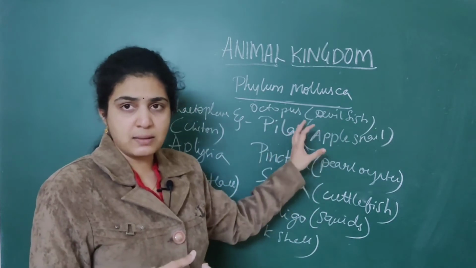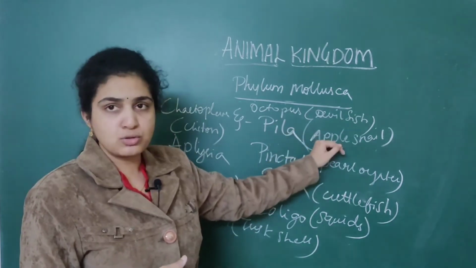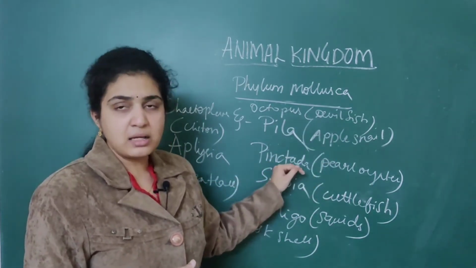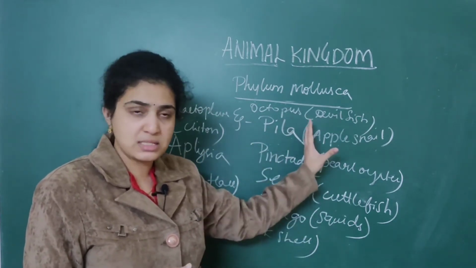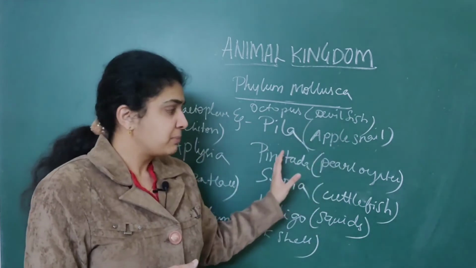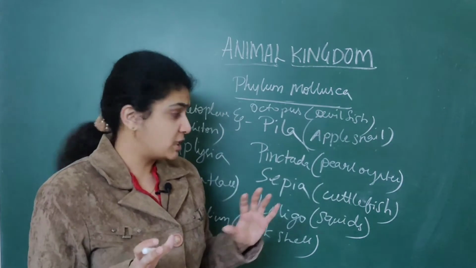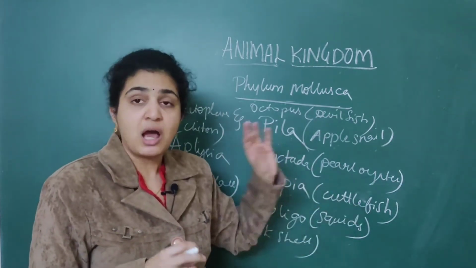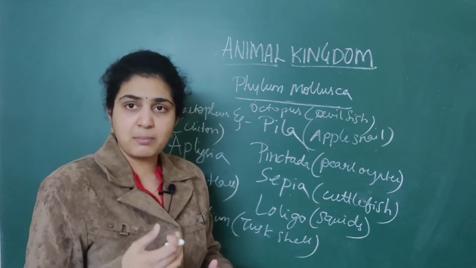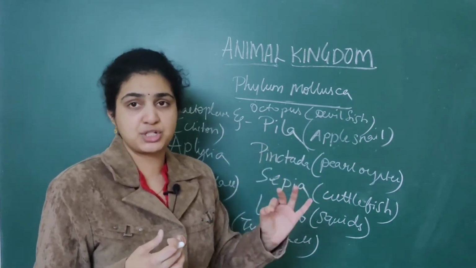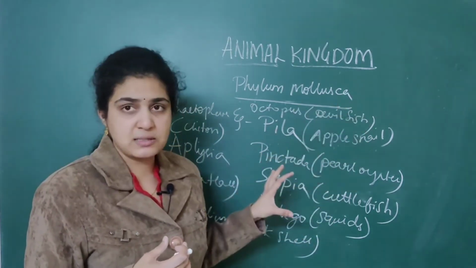So the first one is Pila, apple snails. These belong to this group. Pinctada is pearl oysters. Whatever snail you see is a mollusk. Pinctada is pearl oysters, the numerous pearls which you see near the sea. Sepia, cuttlefish. Other fishes belong to another phylum, Chordata. Again, they are subclassified. Only the cuttlefish, Sepia, belongs to these mollusks.